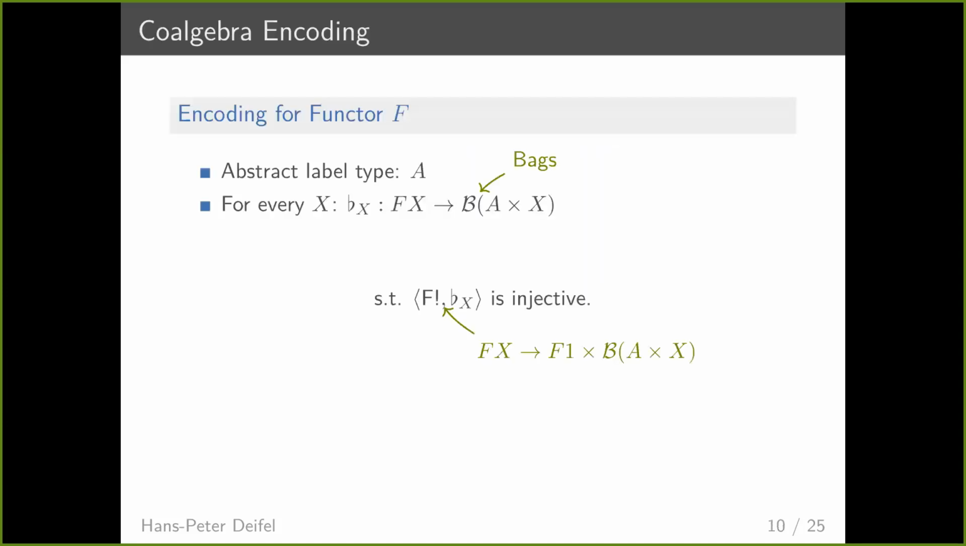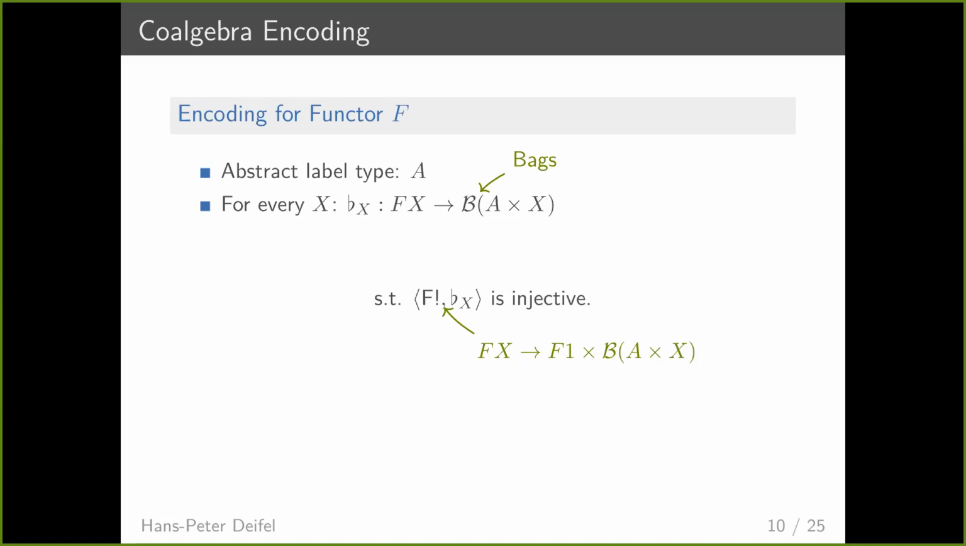And it's defined like this. So the encoding for a functor F consists of an abstract label type A. That's just, for each functor, something abstract, and the encoding map flap here that takes an abstract successor structure from FX and produces a bag of labeled successors. So you can think of these bags as lists of labeled successors. In reality, they are multisets, so sets with repetition allowed. And obviously, we want to encode different coalgebras differently to distinguish them.